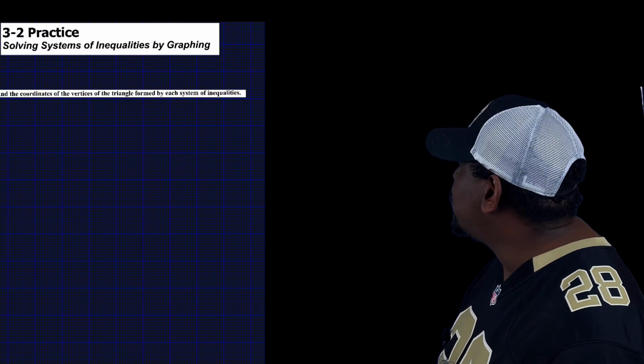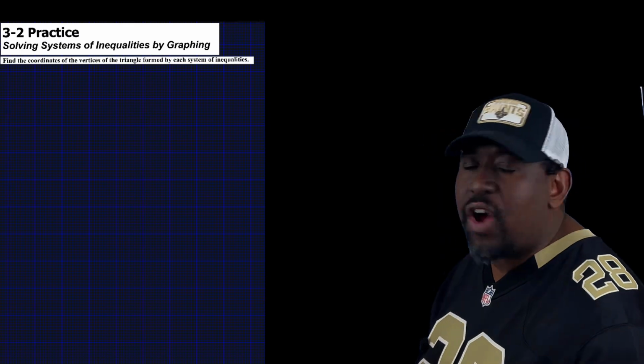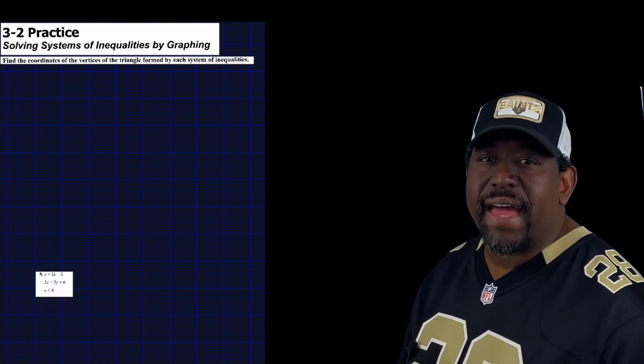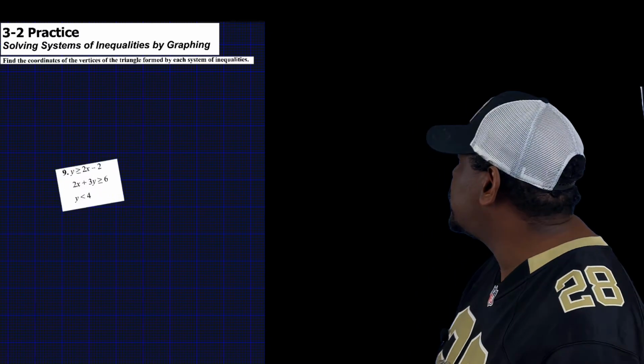So next, I'm sure the problem will pop up. And there we go. Now we're going to do a problem where we find the coordinates of the vertices of the triangle formed from each system of inequalities. So we're going to graph a system of inequalities, create a triangle from that, and from that, you and me will determine the vertices that are the solutions.